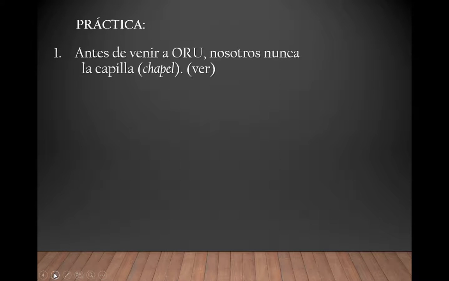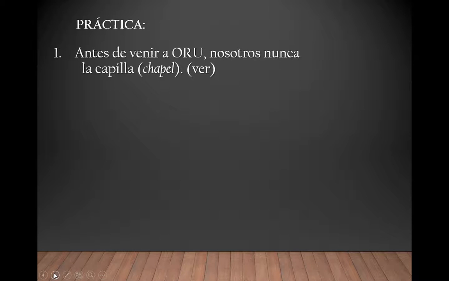Okay, vamos a hacer una práctica. We're going to do a práctica with this. I've got sentences here that I've left out the verb form, and then there's going to be a verb in parentheses, and then you'll need to give me the correct form of the past perfect for this sentence. So let's do the first one. Antes de venir a ORU, nosotros nunca blank la capilla. So this is very much like the example sentence I gave you before. This is before coming to ORU, we never and we see the verb ver, which means to see.